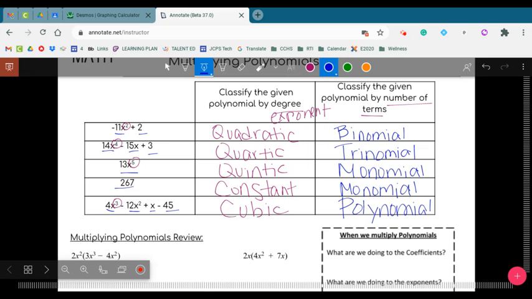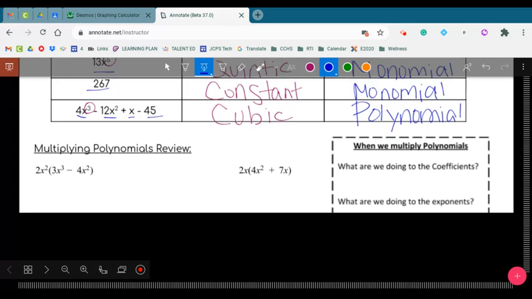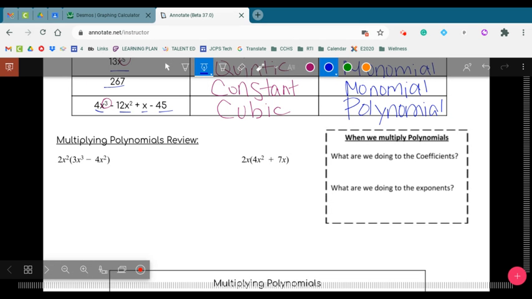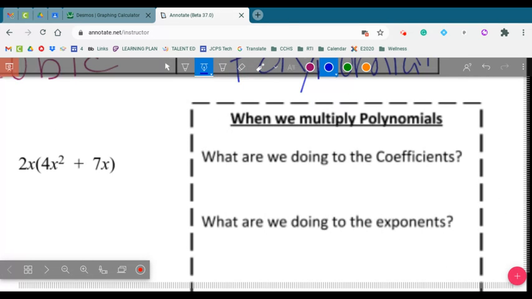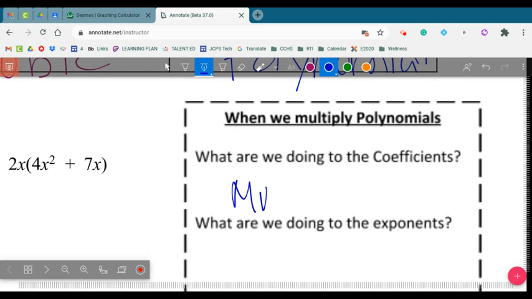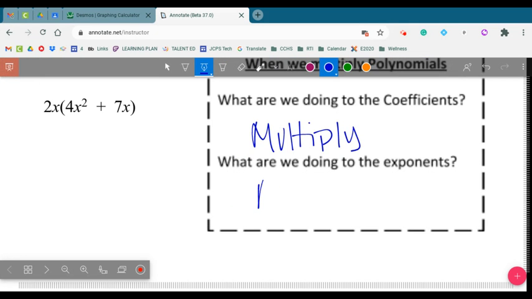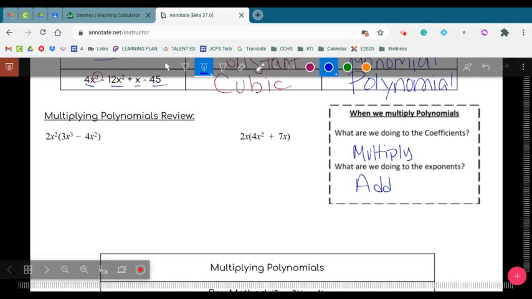Now let's get into multiplying polynomials. So this is kind of a review because we've already done this, but we're going to get a little bit more in depth. So whenever you're multiplying polynomials, your coefficients, you multiply. And your exponents, you add. So this is opposite with our division. With division, we divided our coefficients and subtracted our exponents. So this is kind of the opposite.